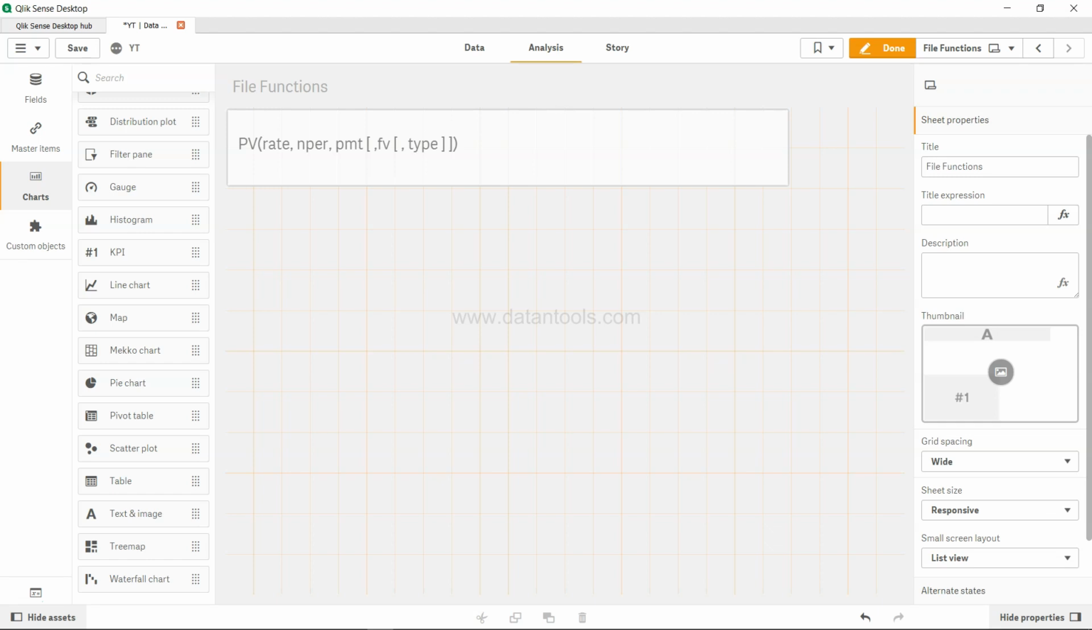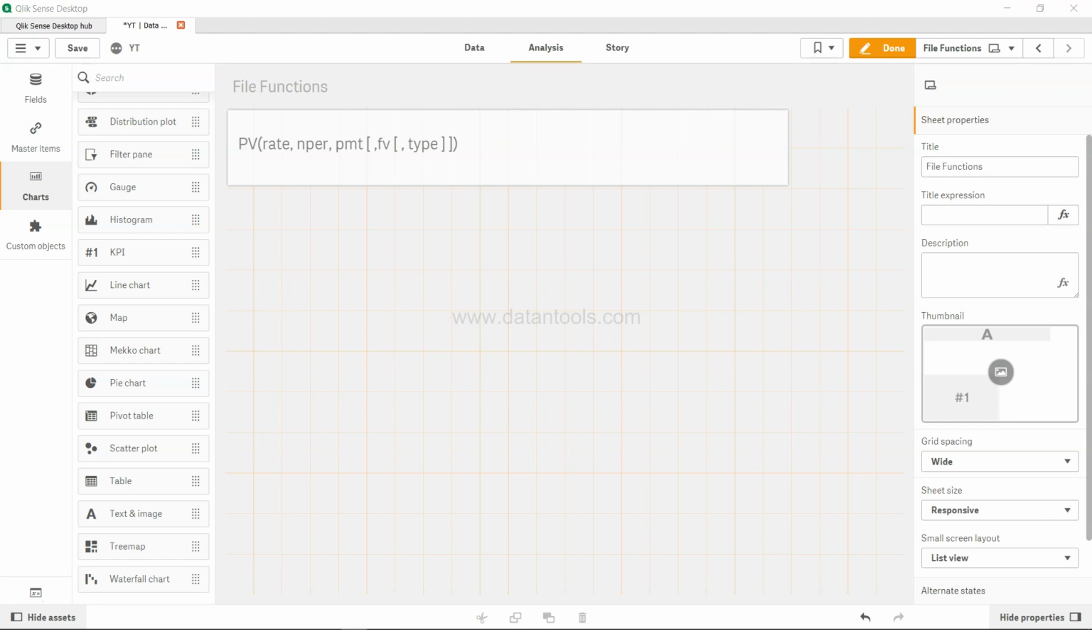per is basically the number of payment periods in an annuity. PMT is the payment made each period. FV is the future value, and the type indicates if the payments are due at the end of the period, then you will specify 0, and if it is due at the beginning of the period, then 1, and if nothing is mentioned, then 0 will be assumed.